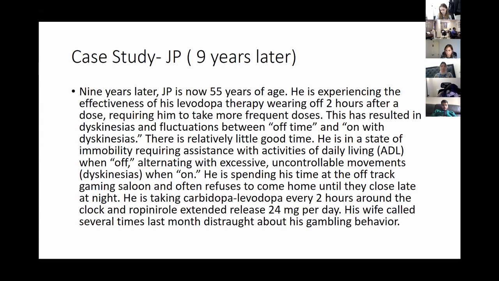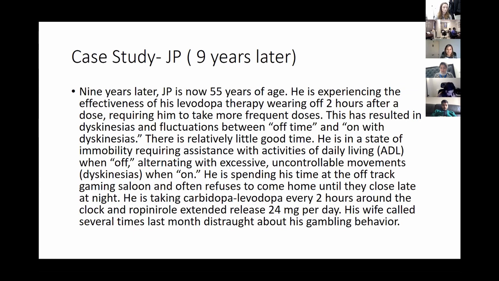He also might be having a little bit of impulse control disorder because he's at the gaming saloon and refuses to come home. So that's another kind of non-motor symptom that's important to ask for, especially when a patient is on high doses of levodopa. And he's on it around the clock, as well as ropinirole, 24 milligrams. So that's like the max dose of ropinirole that you can take. And that's likely contributing to the impulse control disorder.